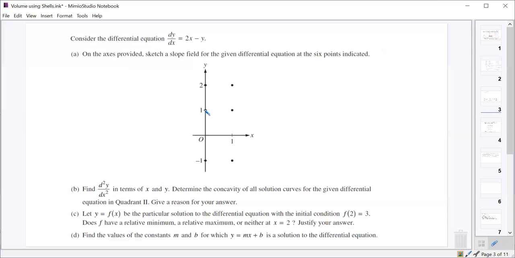How about at 0, 1? What did you get? Negative 1. How about at 0, 2? Negative 2. Oh, that's too steep. How about at 0, -1? Plus 1. How about at 1, 1? Just a 1. How about at 1, 2? 0. And how about at 1, -1? 3. Sound good to everybody?